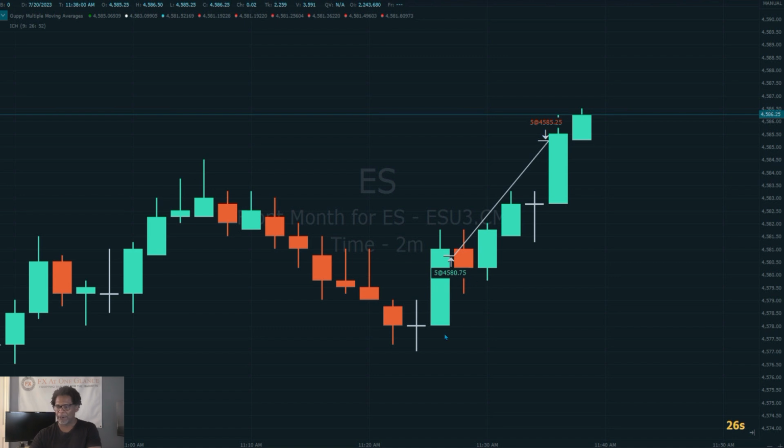We got a correction here. We pulled back, and then the market pushes higher. I took the trade here, and I got out right here. All right. And I'm doing that just by watching the VIX and some support and resistance levels, watching where that correction takes place on the pullback.